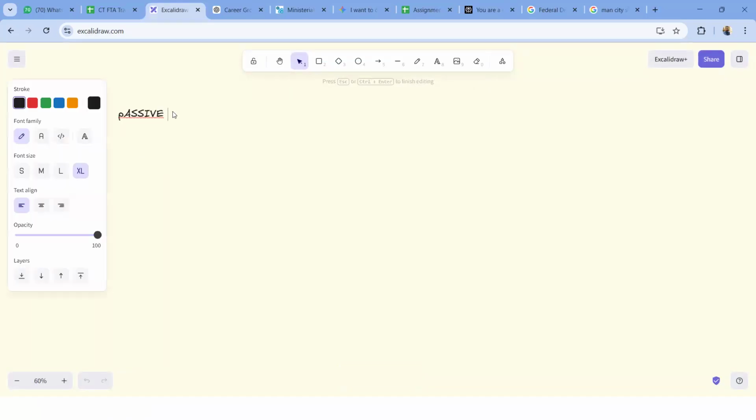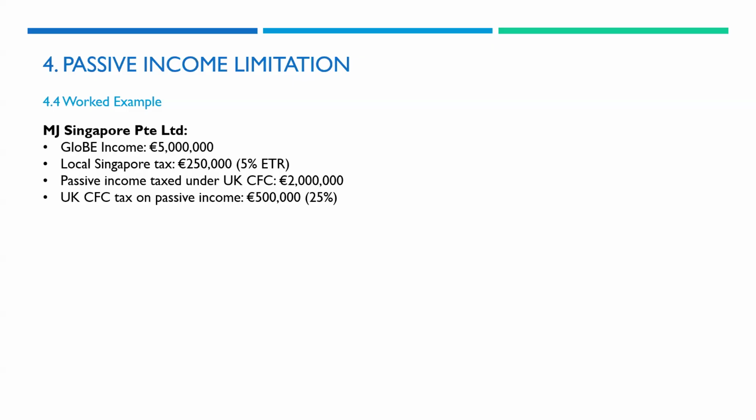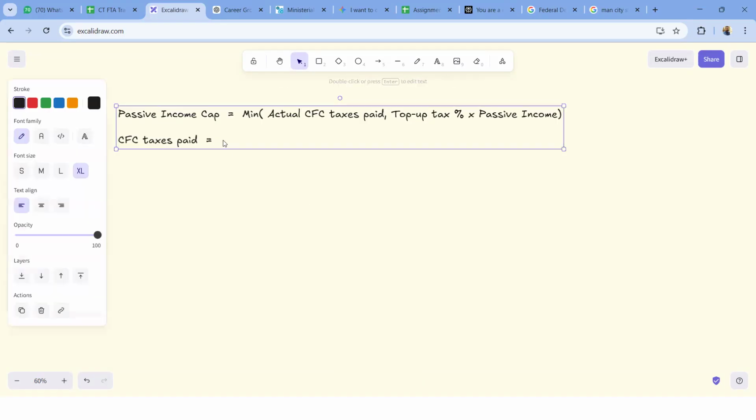Passive income cap. Passive income cap is the minimum of actual CFC taxes paid or top up tax into passive income. Now, how much is CFC taxes paid in the parent's jurisdiction? They paid 500,000. So total CFC taxes paid is 500,000.